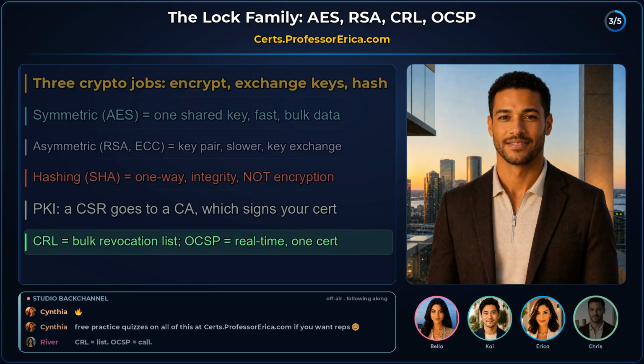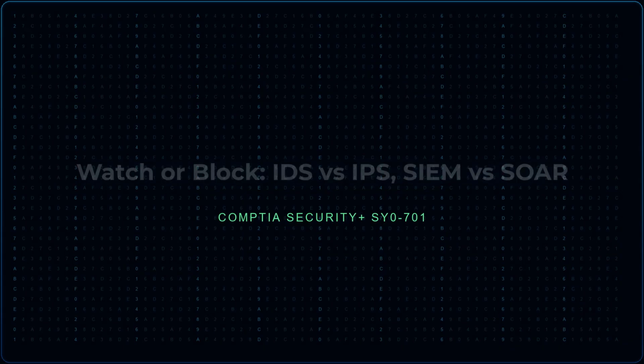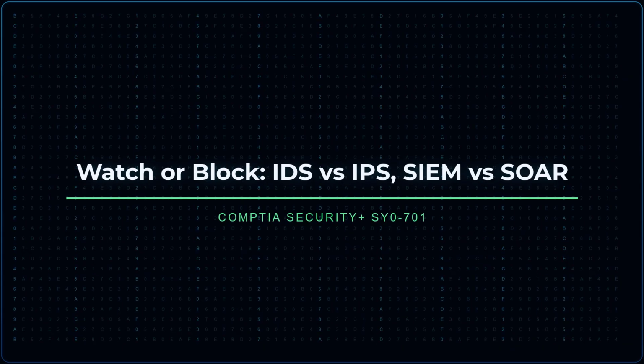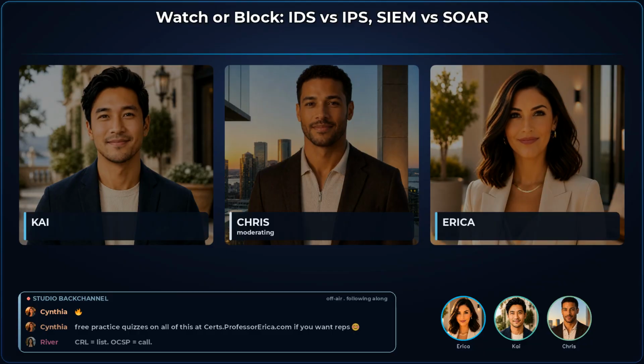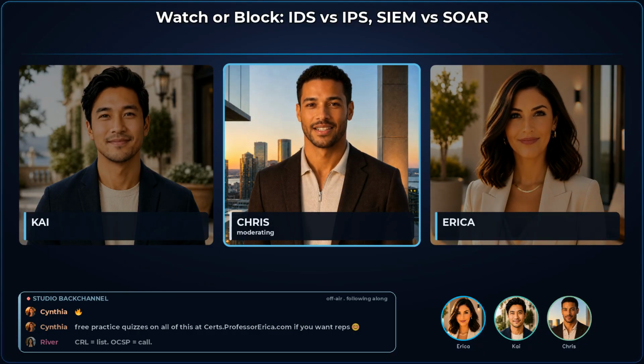Crypto family, locked. Next family is the one with the genuine engineering fight in it, the watch versus block tools, and we are going to settle it as a debate. This family has a real fork in it, the kind security teams actually argue over, so we are going to run it as a debate. The monitoring and operations acronyms and the one underneath all of them, do you just watch the threat or do you block it? 2 letters apart, IDS and IPS, detection versus prevention.